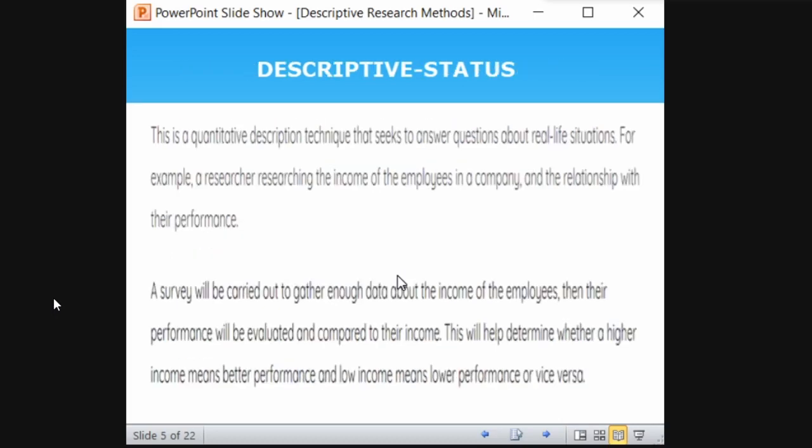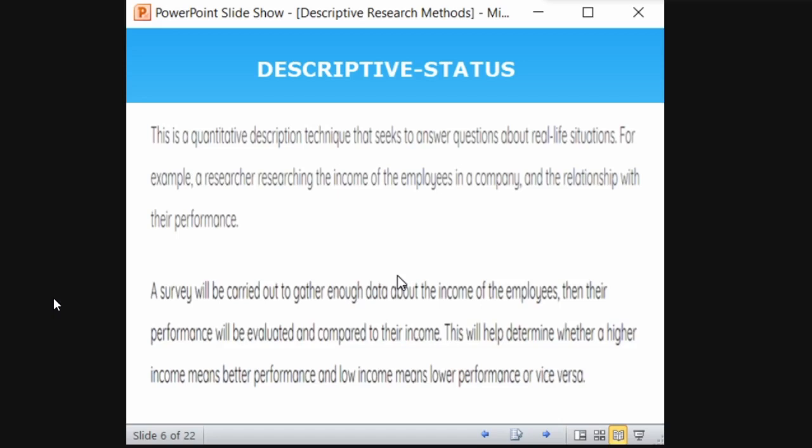Next is descriptive status. This is a quantitative description that seeks to answer questions about real life situations. This is a status, this is quantitative. That means it can be expressed in terms of numbers. You remember quantitative and qualitative. Quantitative is any value that can be expressed in terms of numbers. Remember average, that can be expressed in terms of numbers, your marks or something like that.